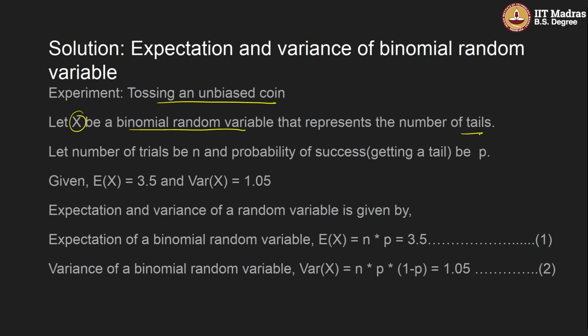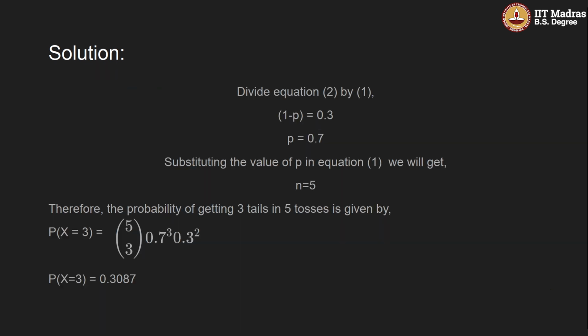Now here we are given the expectation and variance. Expectation is equal to np and variance is equal to np(1 minus p). What is n? n is the number of trials, and p is the probability of success. Now we will put in the given values of expectation and variance, and by using equations 1 and 2 we can find the values of p and n. Substituting the value of p in equation 1, we will get the value of n also.